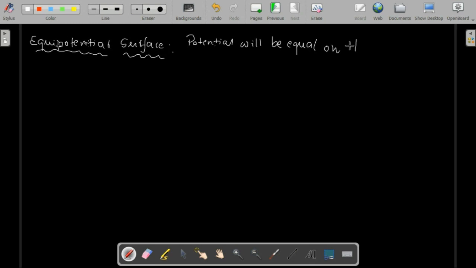Potential is equal on the surface. The properties of the equipotential surface are very important because from there the numerical might definitely come. Equipotential surfaces you mostly have to imagine in a 3D structure. So maybe you can consider a point charge. Let's take an example here and consider a point charge.